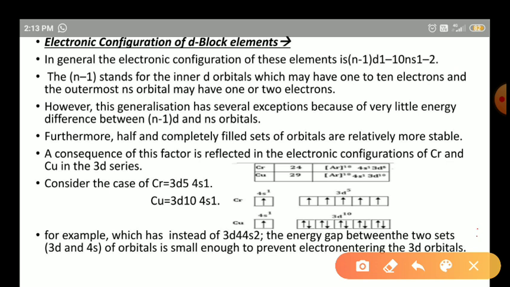So there are several exceptions, because there is a small energy difference between the n minus 1 d orbital and the ns orbital.